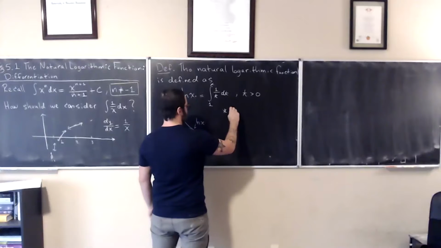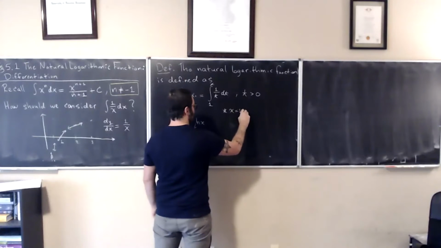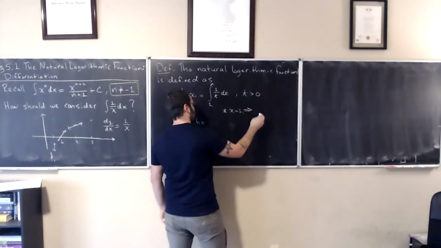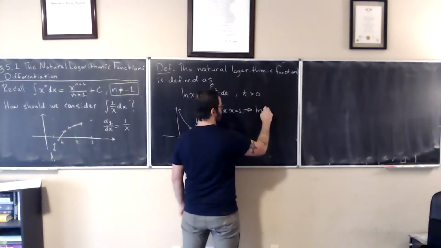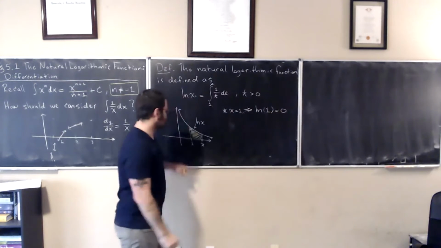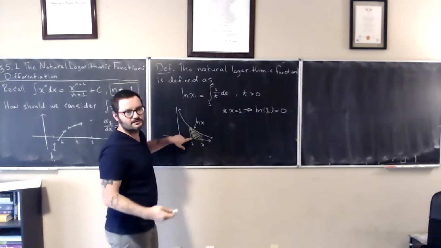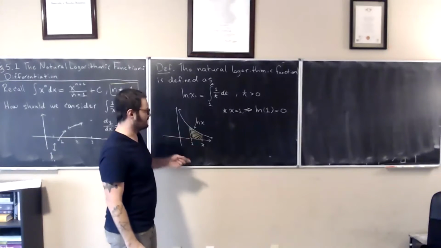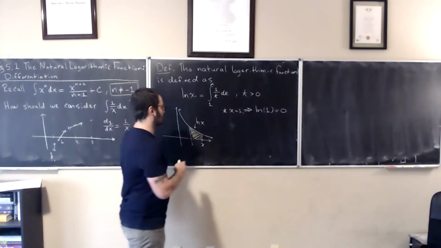If x is equal to 1, then, well, I'll just write it out. Natural log of 1 is equal to 0, right? The integral from 1 to 1 of any function is going to be 0. We learned that in the previous lecture.